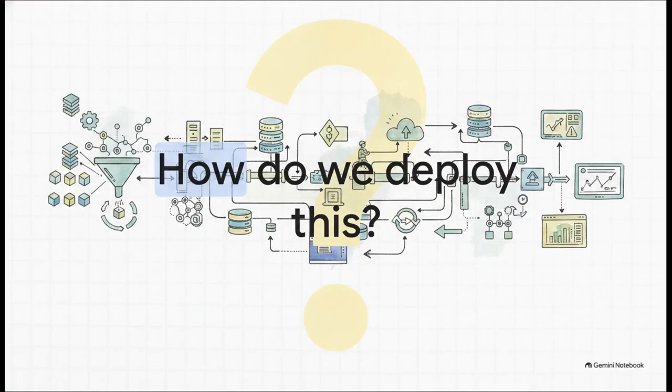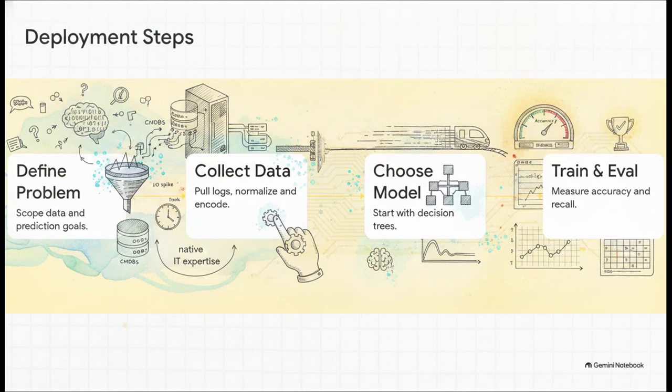So, hearing all those use cases, you might be sitting there wondering, okay, sounds great, but how do we practically get these models up and running in a real-world stack? Well, here is your roadmap. And the best part? Steps 1 and 2 rely entirely on your native IT skills. Step 1 is defining the problem. What are you actually trying to predict, and what data do you have? Step 2 is collecting and cleaning that data.